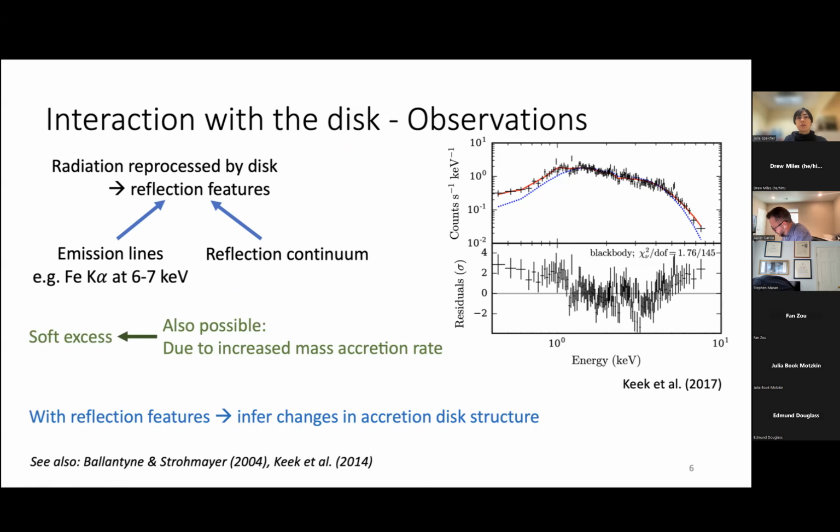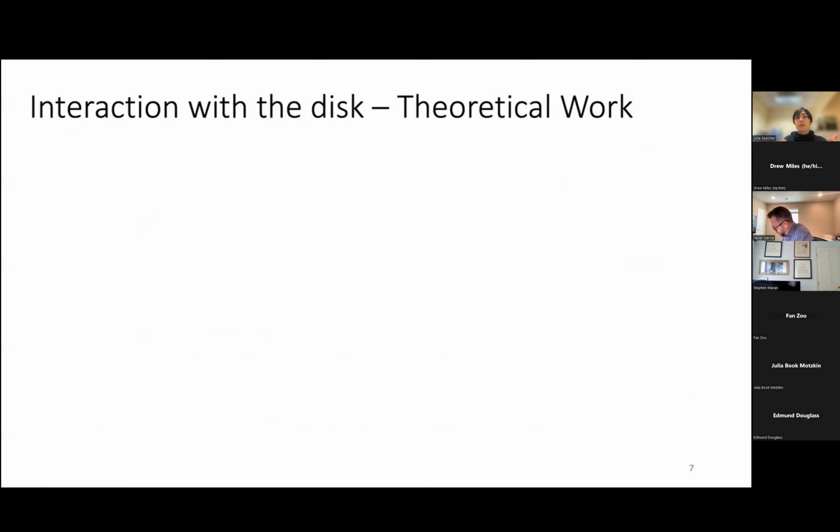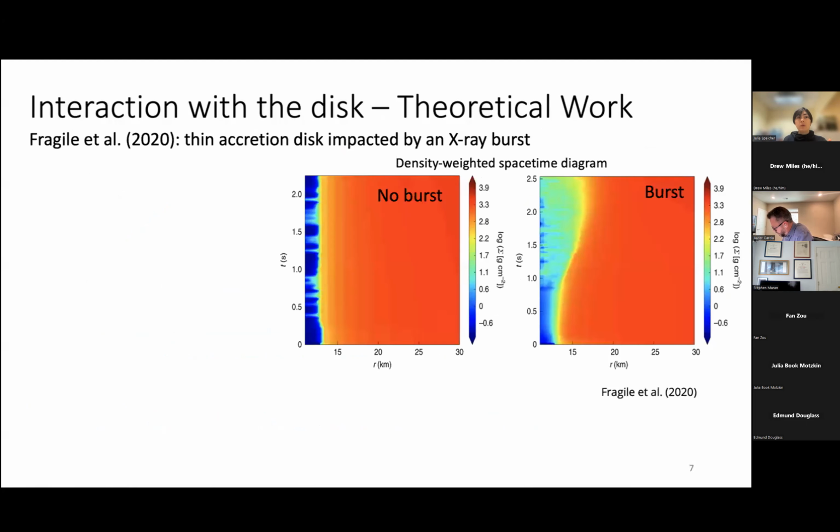How the accretion disk structure changes during the burst has been investigated in theoretical work and again through simulations. In 2020, Fragile et al. simulated a thin accretion disk being impacted by a type 1 X-ray burst. And here you can see resulting spacetime diagrams from the work. For these spacetime diagrams, for every radius as a function of time, the density-weighted surface density has been plotted. On the left for a simulation where no burst occurred, on the right for a simulation with a burst.